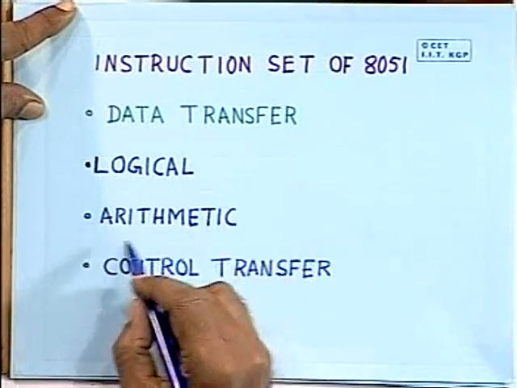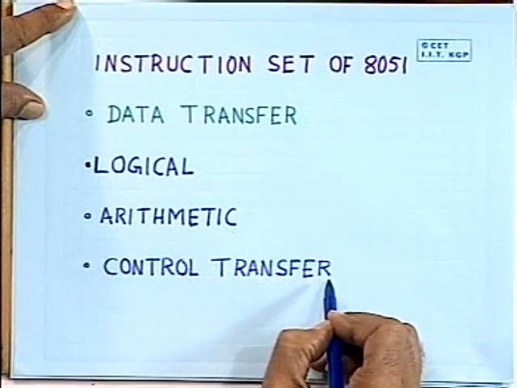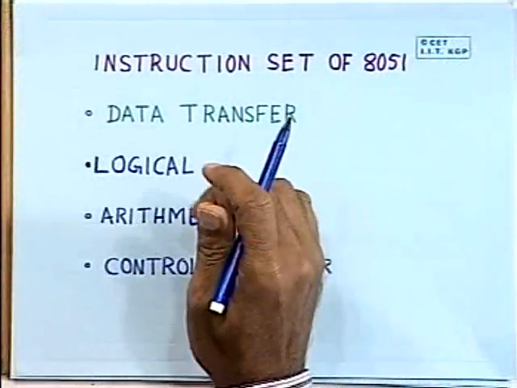So we can summarize today's lecture by saying that we have discussed various types of instructions provided by 8051, the data transfer instructions, logical instructions, arithmetic instructions, and control transfer instructions. In the next lecture, we shall discuss how these instructions, that is the vocabulary of 8051 machine, can be used to write useful programs. Thank you.